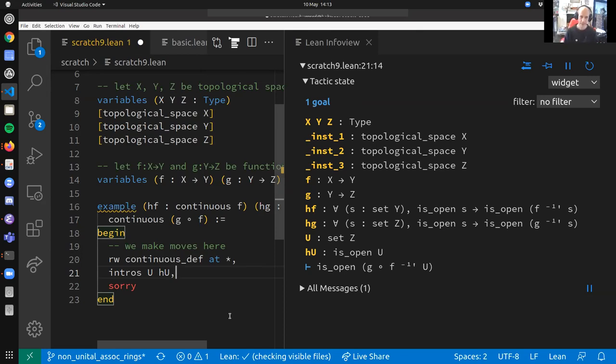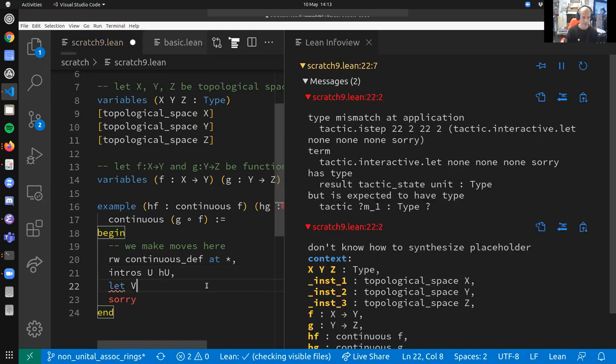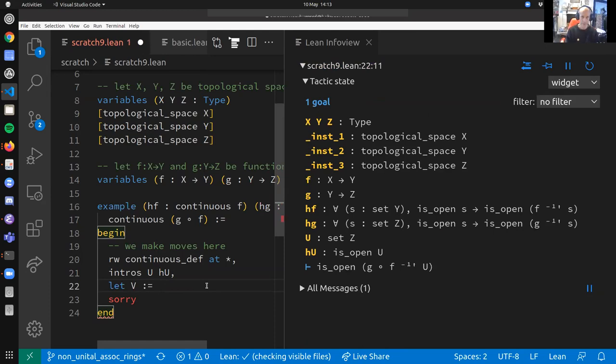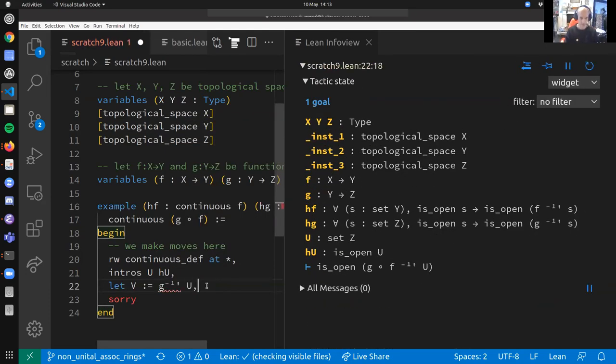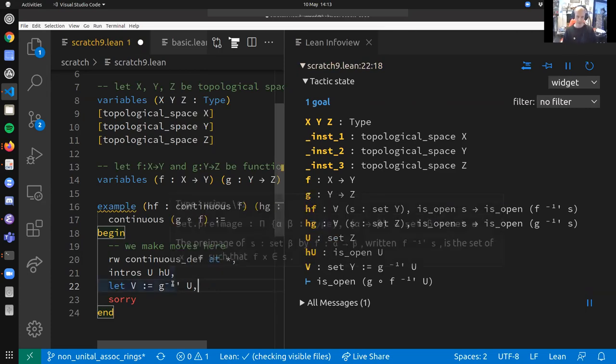So I guess the idea is, what have we got? U is a subset of Z. So let's define V to be the pre-image of U under g. There, let's do that. You wonder why I didn't just write g inverse of U, but g inverse has kind of been stolen by group theory. g inverse is the inverse in a group, and this is a function, and functions don't form a group. So I've got some weird notation with a prime. And mathematicians are very good at overloading notation.